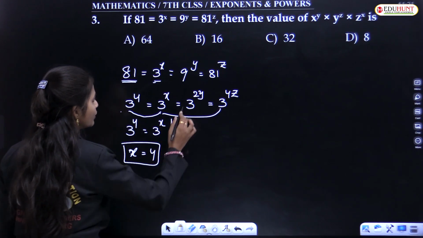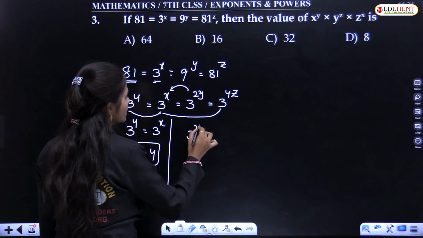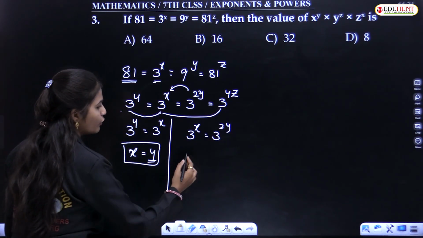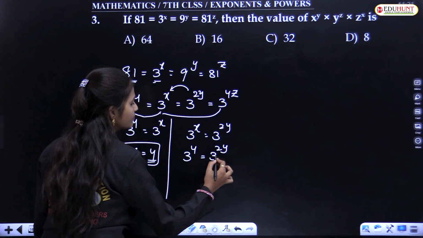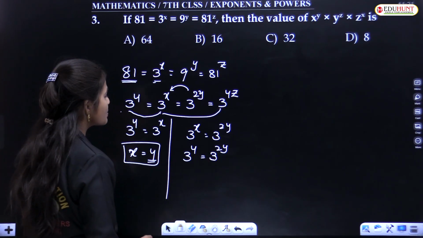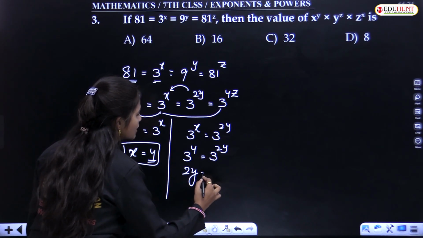So now I am going to compare these two values. So 3 power x is equal to 3 power 2y. So x is equal to 4 here, no? So 3 power 4 is equal to 3 power 2y. So here the bases 3 and 3 are equal, no? So its exponents must be equal. So 2y is equal to 4.